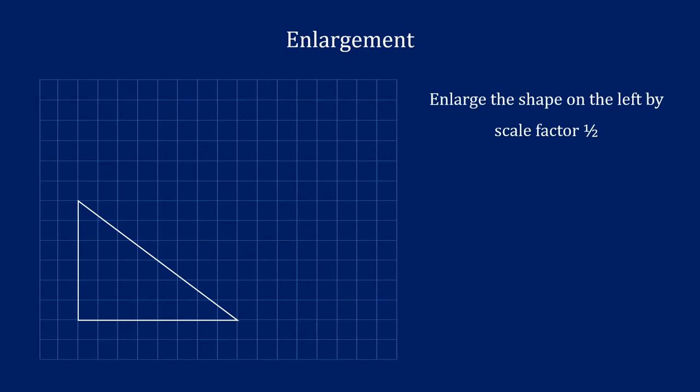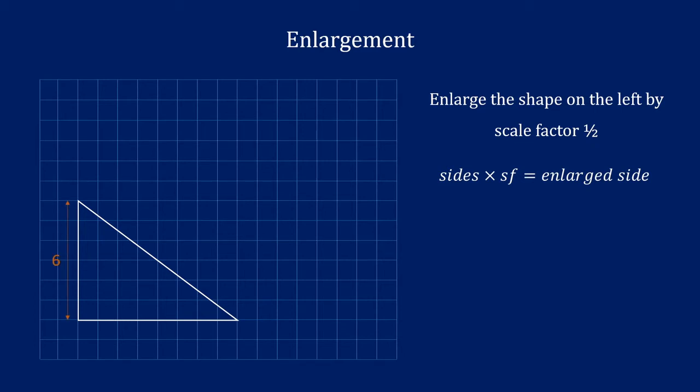Enlarge the shape on the left by a scale factor of half. So now we have a scale factor that is smaller than 1, between 0 and 1. How does that change the working out? The answer is it doesn't at all. You're going to get the same working out, which is the sides times the scale factor will give you the enlarged side. So let's see how this is going to work.